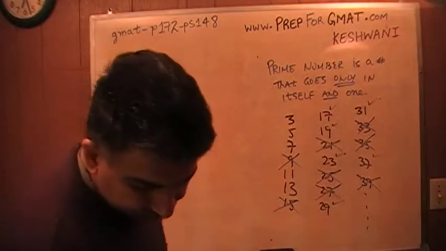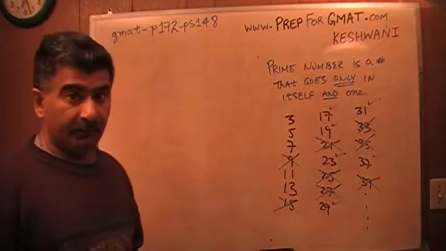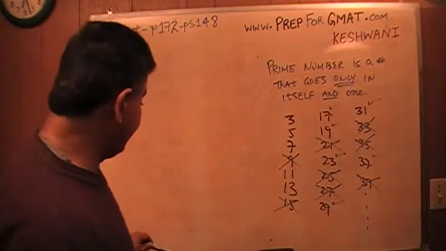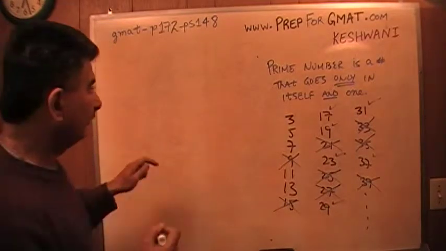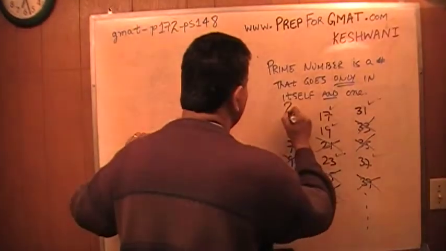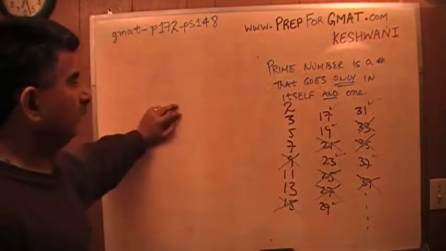The question is, I left out one prime number on purpose. What is one prime number that I left out? The answer is 2.